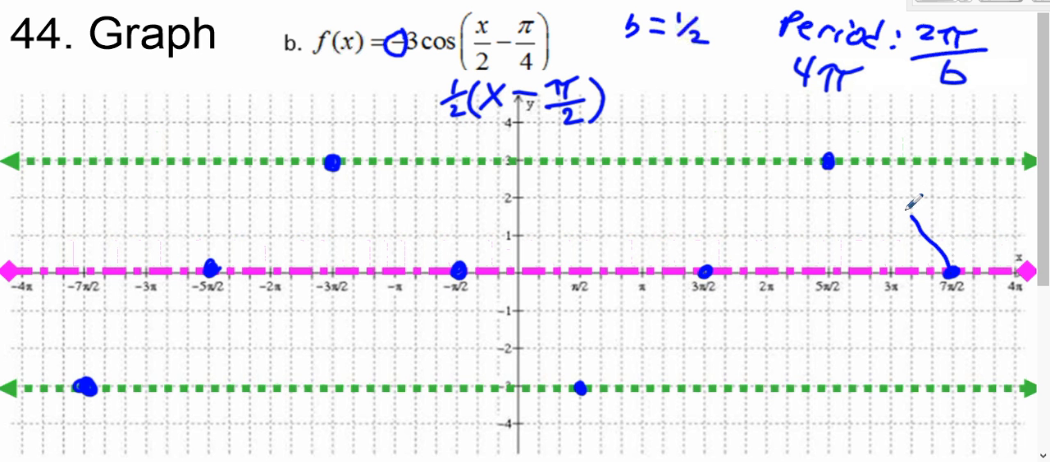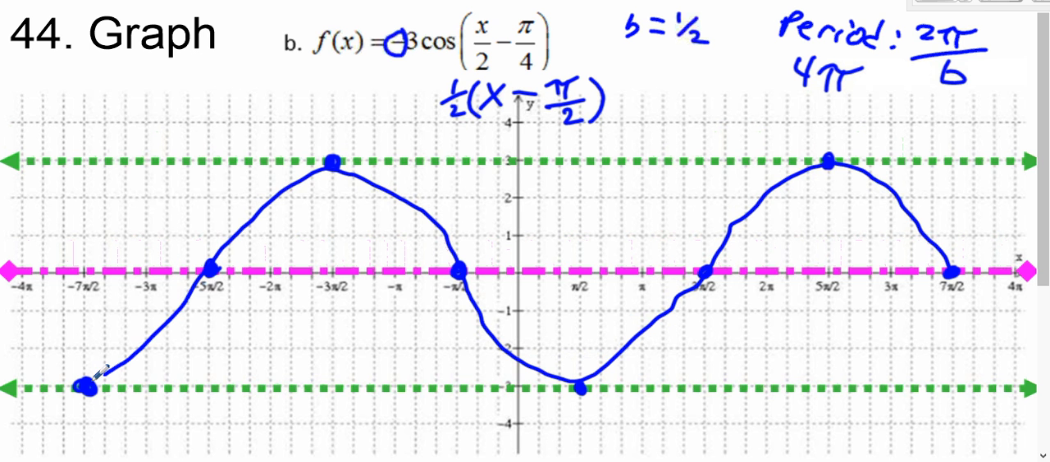And then sketch cosine the best you can. And if you had to keep going just to the end of the graph, it would look like that. But you need to identify the amplitude, the phase shift, the vertical shifts, all of that in order to graph.